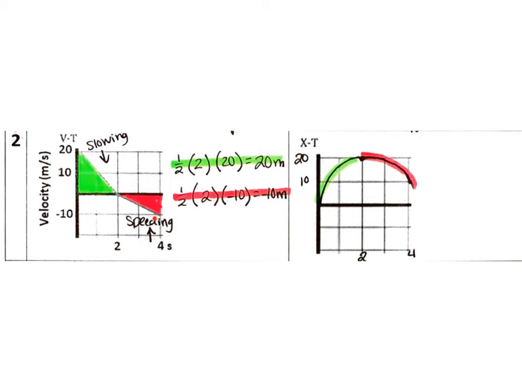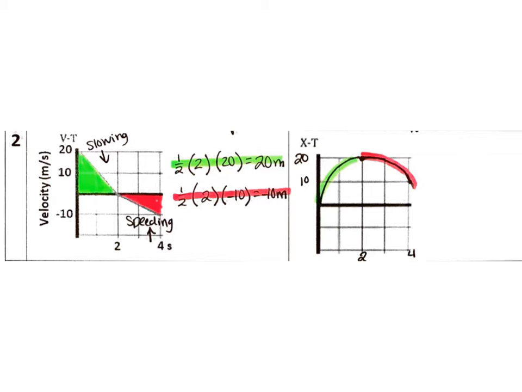And then for the red triangle, we have a width of 2 because it goes from 2 to 4 seconds, so it's 2 seconds long, and it goes down from 0 down to -10, so it has a height of -10, and that's going to equal out to -10. And again, you don't add these together because they are not stacked on top of each other. So when you're drawing the position graph, you're going to go one after the next, all right?